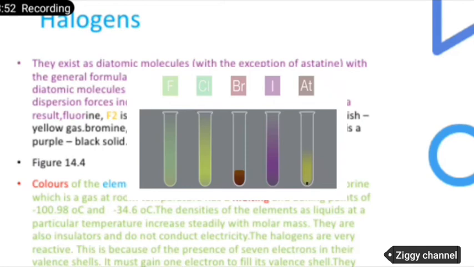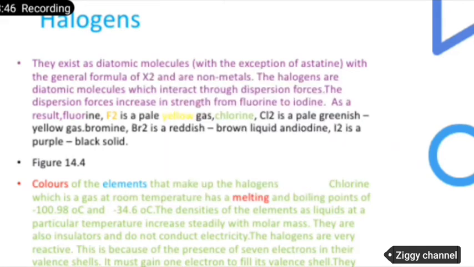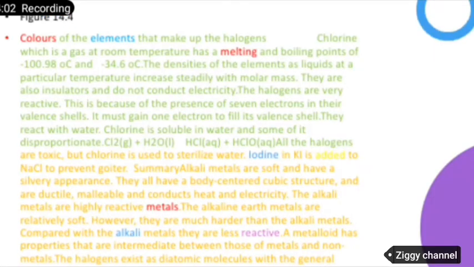Chlorine, which is a gas at room temperature, has a melting point and boiling point of -100.98 °C and -34.6 °C. The densities of the elements as liquids at a particular temperature increase steadily with molar mass. They are also insulators and do not conduct electricity. The halogens are very reactive. This is because of the presence of 7 electrons in their valence shells. Each must gain 1 electron to fill its valence shell. They react with water. Chlorine is soluble in water and some of it disproportionates: Cl2(g) + H2O(l) → HCl(aq) + HClO(aq). All the halogens are toxic, but chlorine is used to sterilize water. Iodine as KI is added to NaCl to prevent goiter.